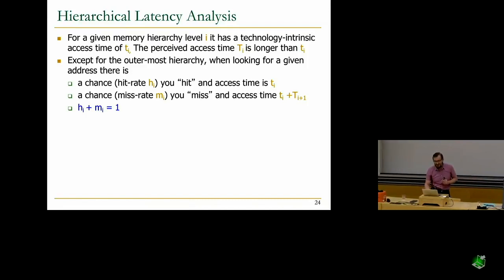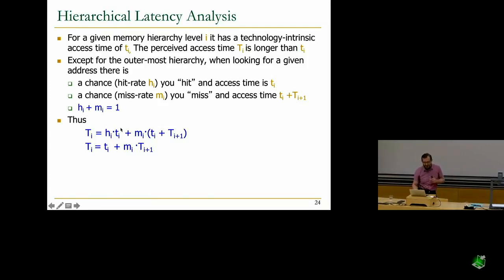But if you miss, then you have some miss rate, a fraction of the accesses that miss. Now your access time is the time it takes to access this level to determine whether it's a hit or miss, plus the time it takes to access everything downstream, the next level. So now we have a hierarchical equation, as you can see. Clearly, hit rate plus miss rate should be equal to 1. And our access latency at level i is equal to this: hit rate times the access latency of that particular level, plus the miss rate times, in parentheses, the time it takes to determine whether it's a hit, which is the access latency of that level, plus the perceived access latency of all of the levels below it. So it's a hierarchical equation.